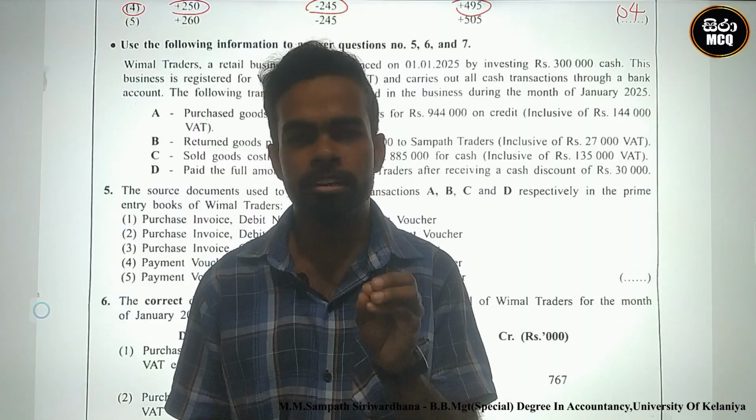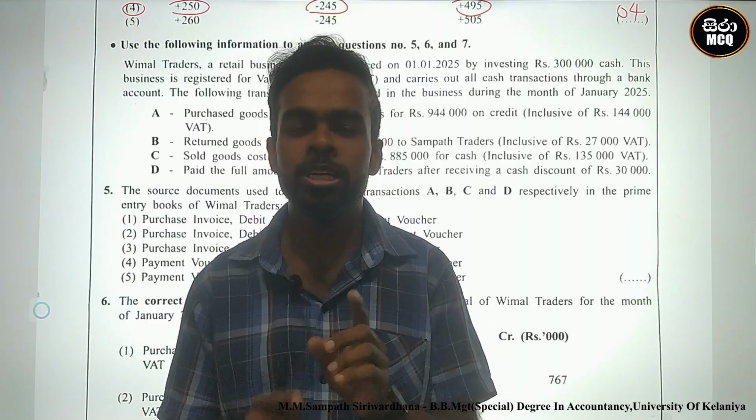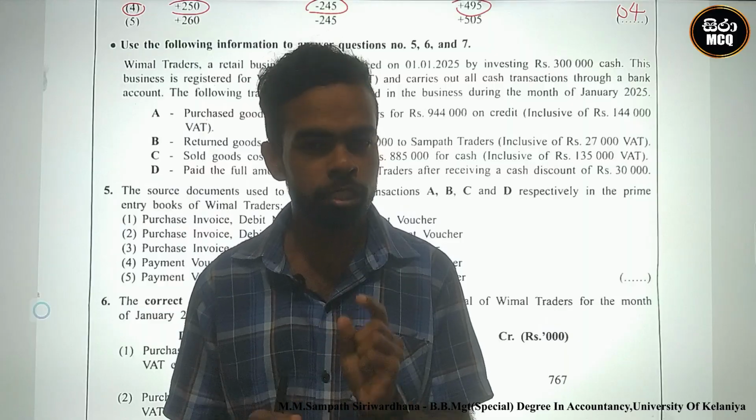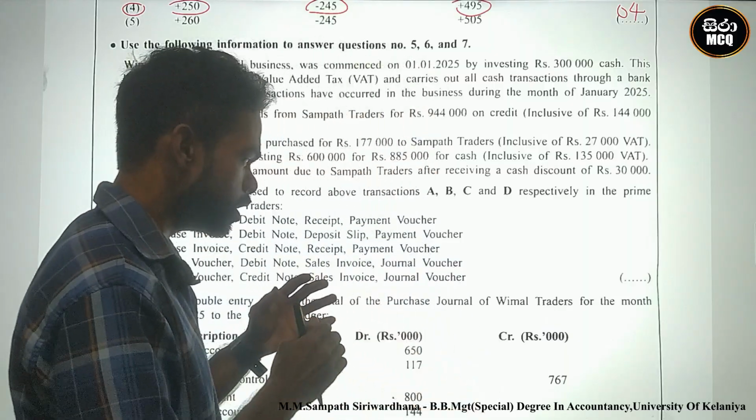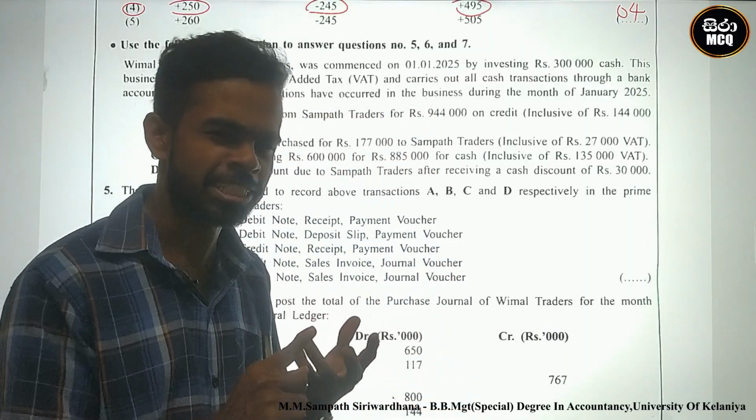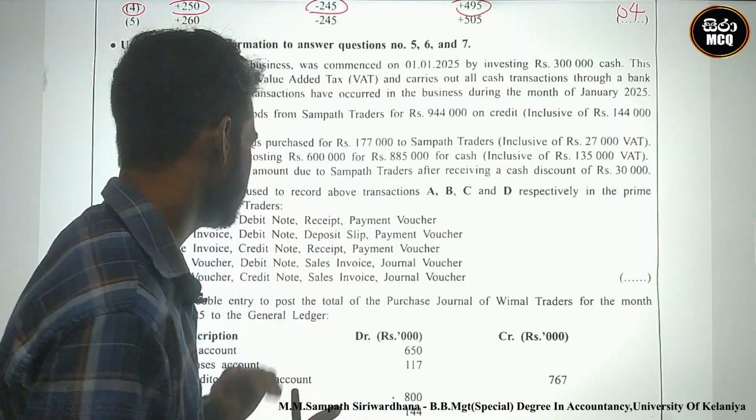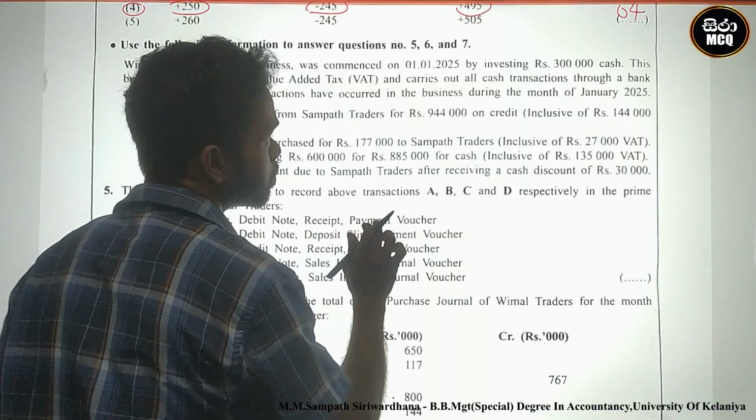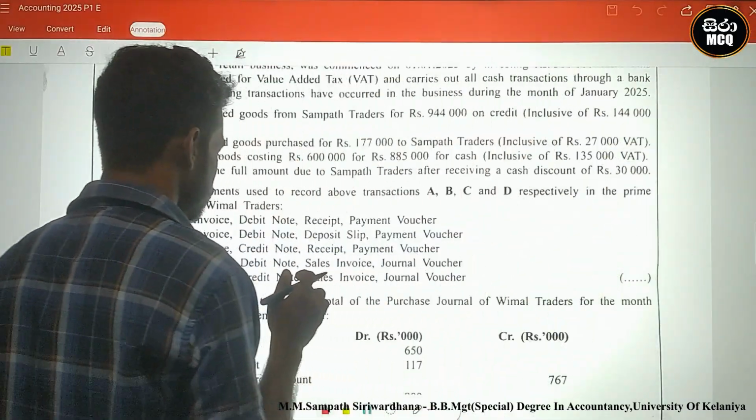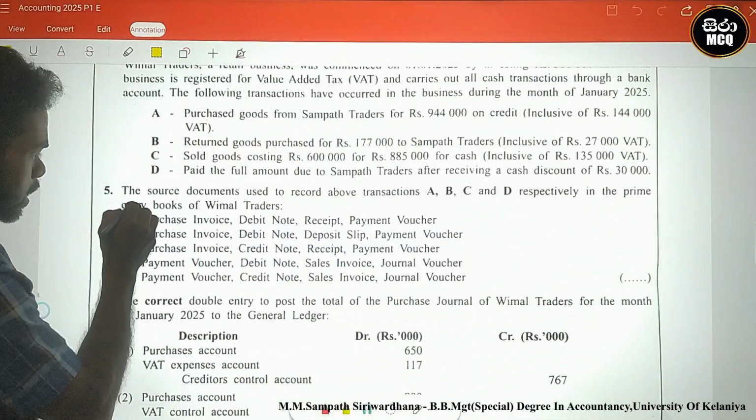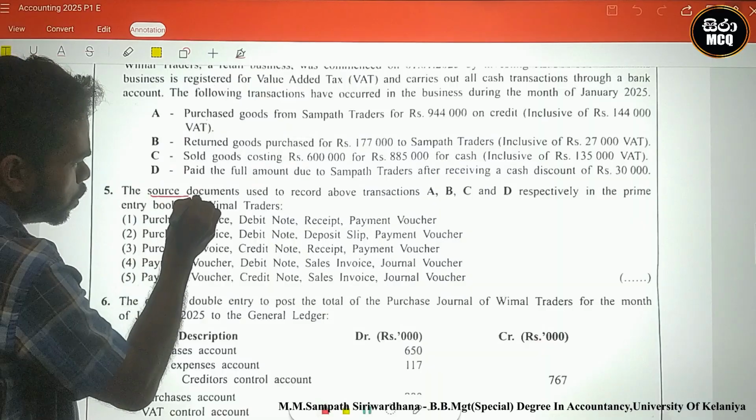Today we discuss the Advanced Level accounting paper 2025, question number 5. Questions 5, 6 and 7 are all related to one piece of information. Look here, the fifth one is the requirement. There is a theory part. Look here, the source documents.